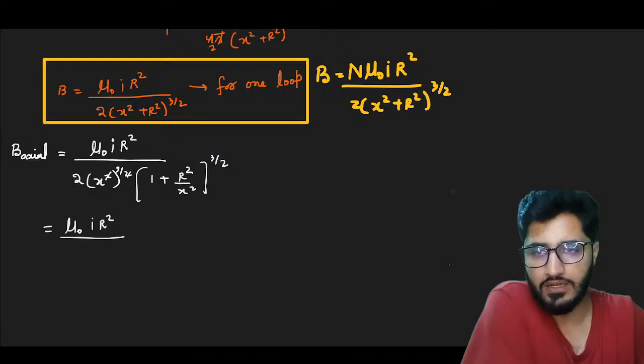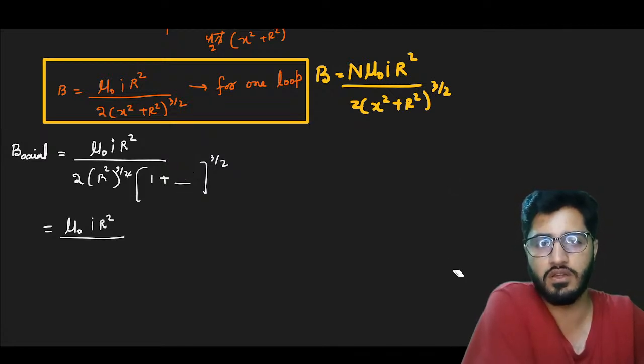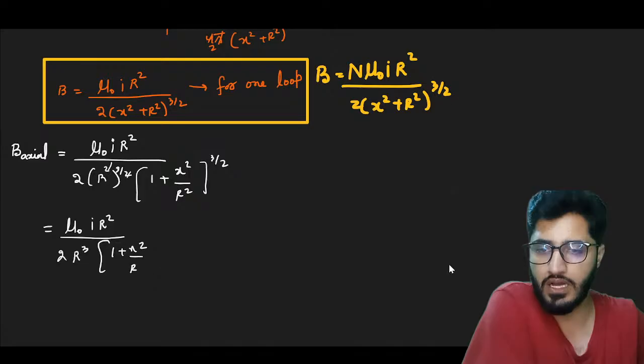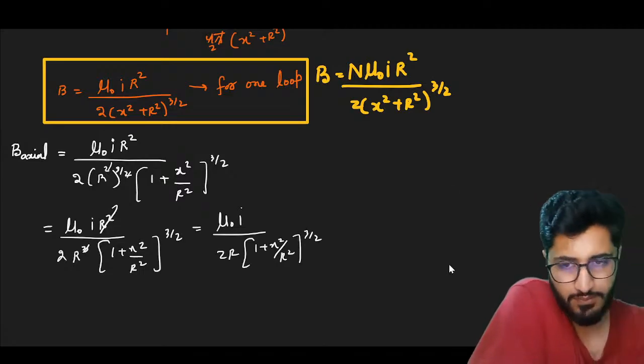It is not like that. I need to take r common, not x. One second. I will take r square common. So here it is not r square by x square, it will be x square by r square. Perfectly all right now. I can write 2r cube. Then we have 1 plus x square by r square, then 3 by 2. Cancel out. It is nu naught I divided by 2r, times 1 plus x square by r square to the power 3 by 2.